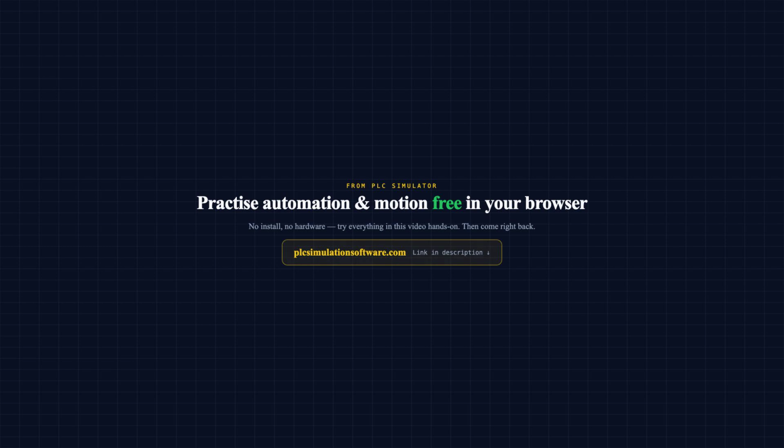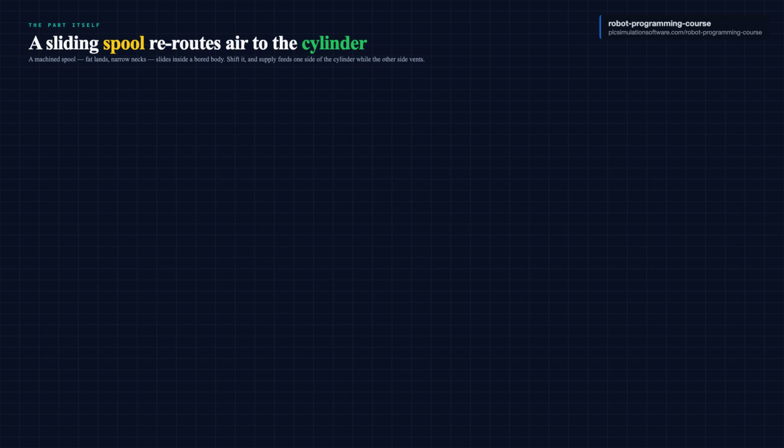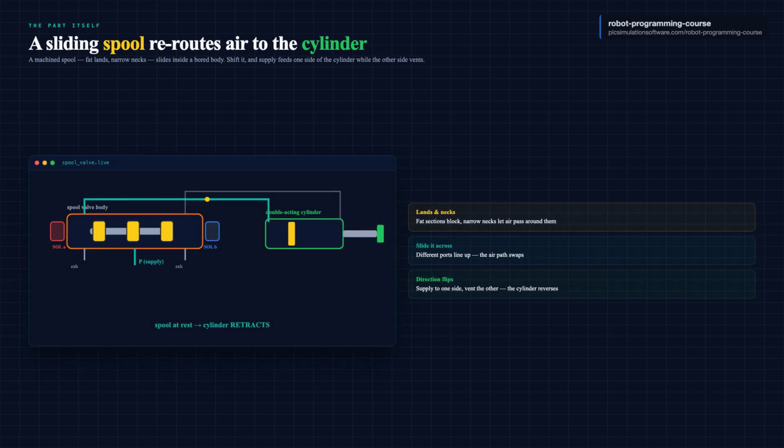So what is a spool valve, really? It is a directional control valve. Its whole job is to decide where the air goes. Inside the valve body is a precision machined spool, a cylinder with fat sections and narrow necks along its length. That spool slides back and forth inside a bored housing. The fat sections are called lands. They block. The narrow necks let air pass around them.